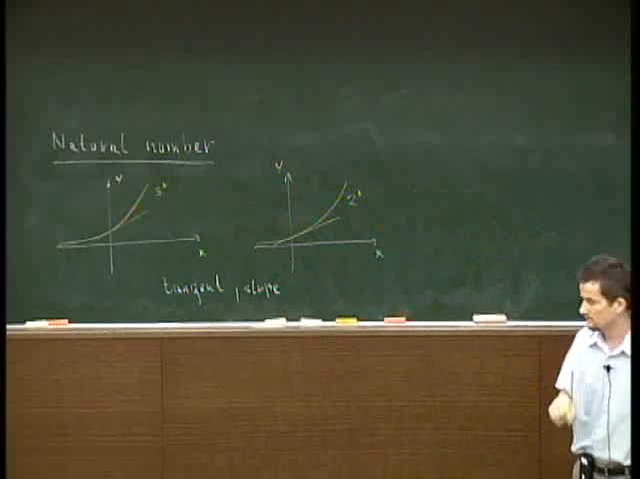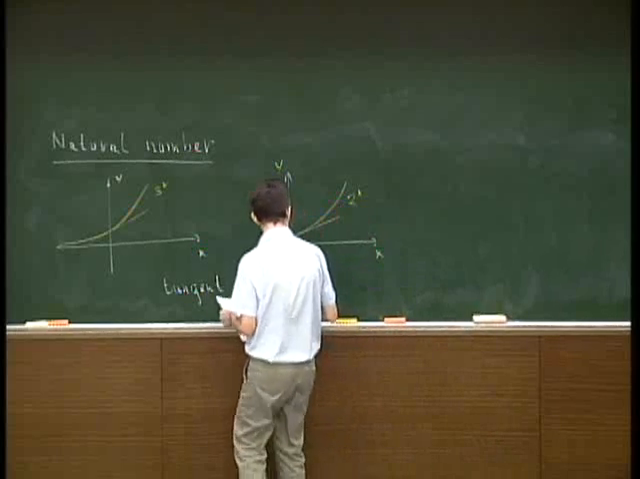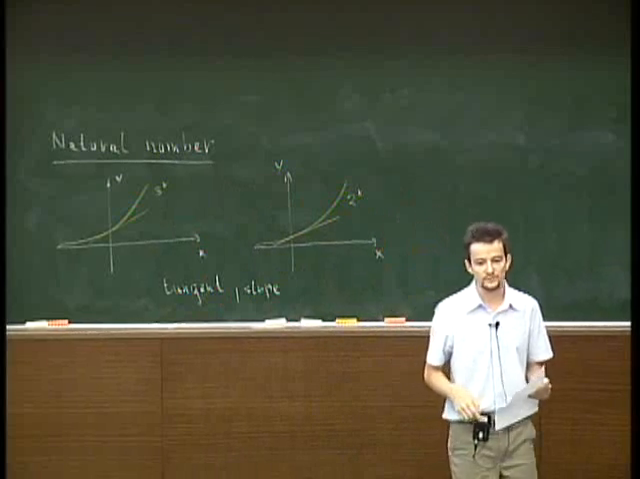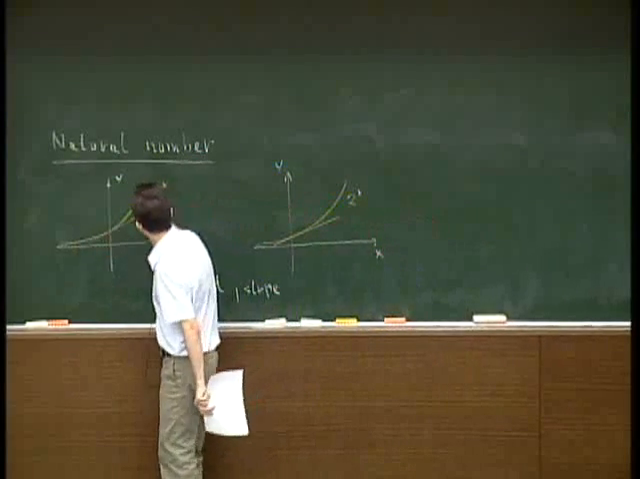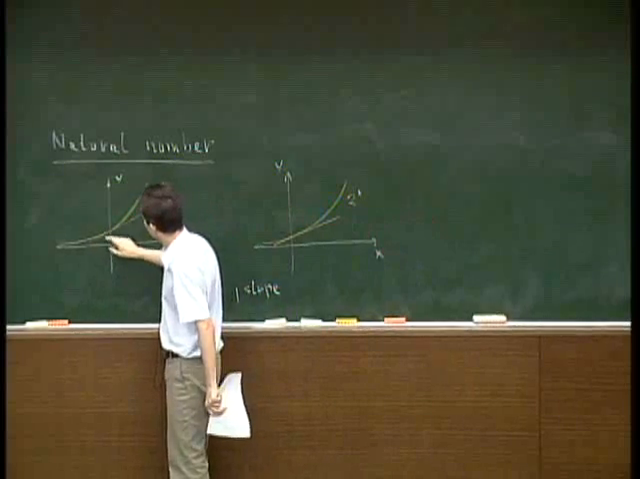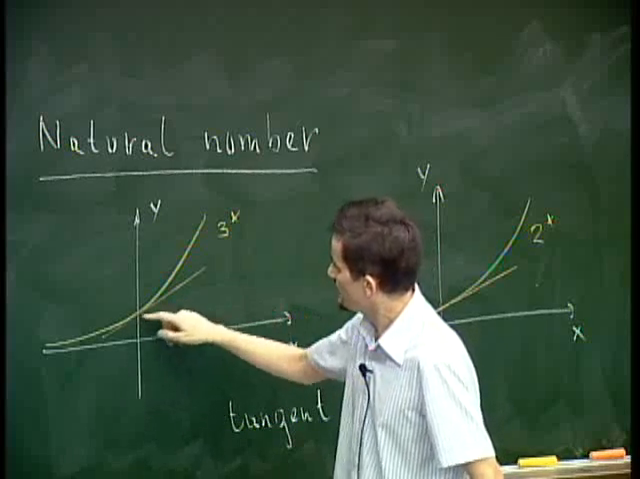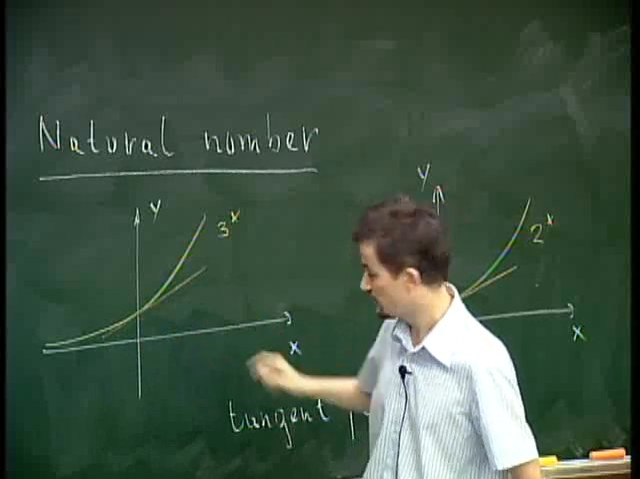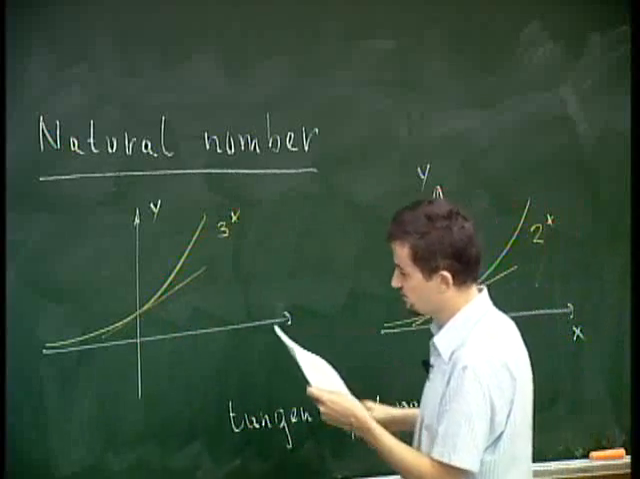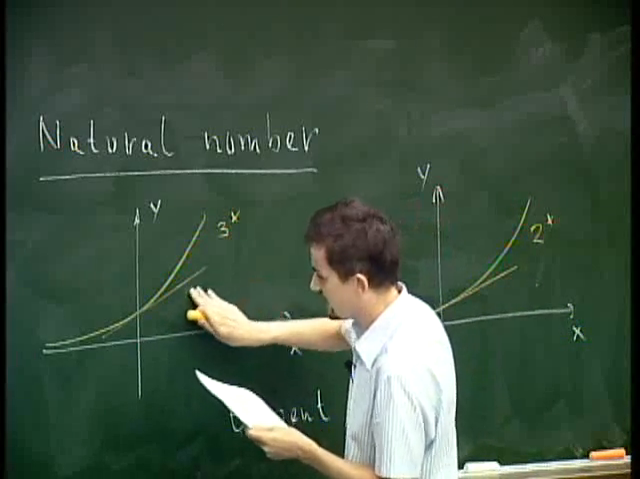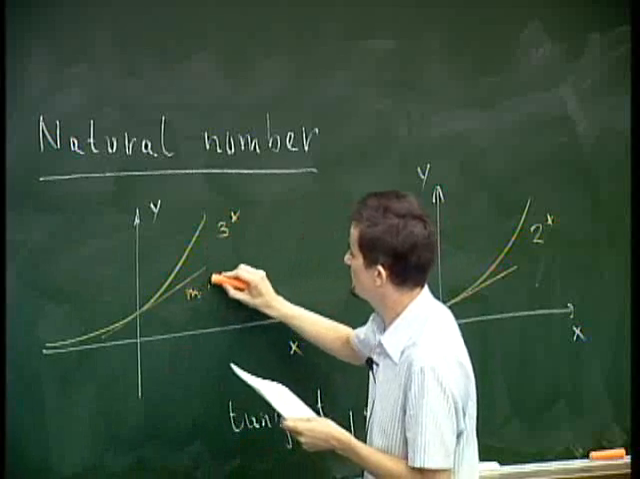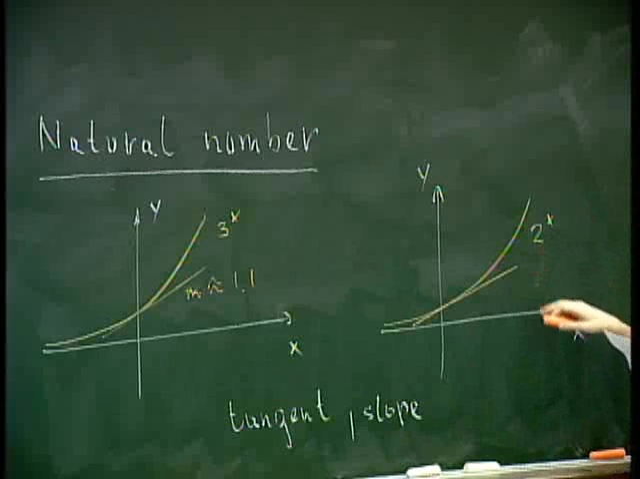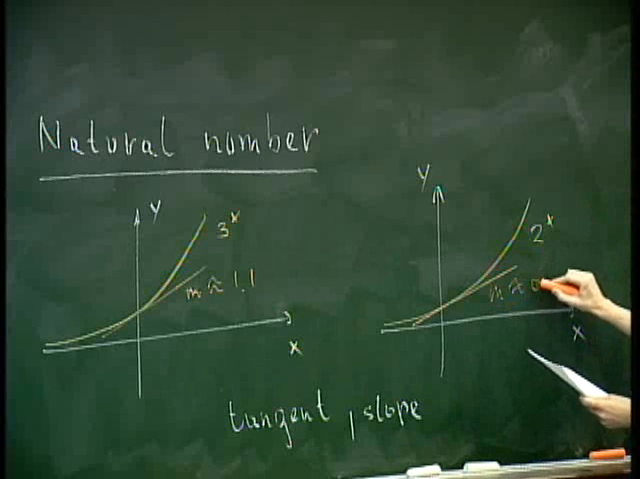So, you know that both of them have a slope. Now you can use some graphing device. You can plot the function 3 to the x by hand, you can plot the tangent, and just by measuring distances, you can figure out roughly what the slope of this tangent is. For this tangent, you will find out that the slope, which I denote by m, is roughly 1.1. And for this function 2 to the x, you will figure out that the slope is roughly 0.7.